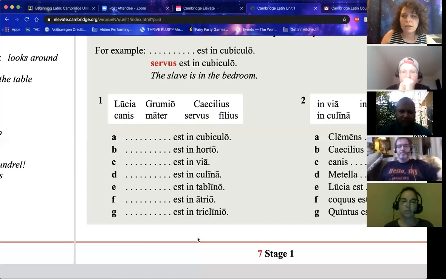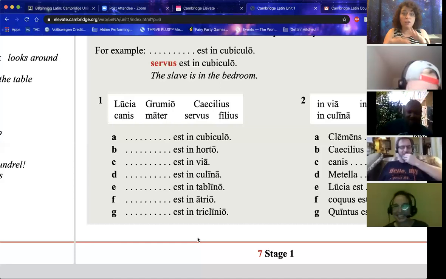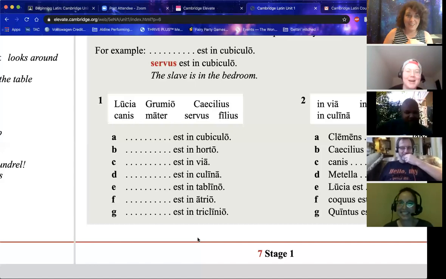Let me see here. Megan, blank est in atrio. Lucia. Okay, very good. Why? The wife, because she's like the secretary. Oh man, Lucia should not be his wife. That's his daughter. It's going to be awkward. That's right. It could work. Lucia totally could be in atrio.